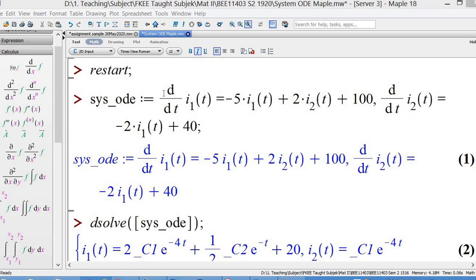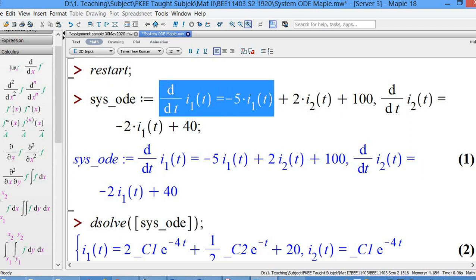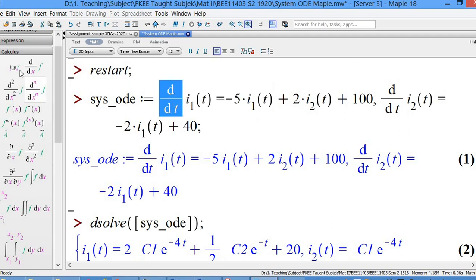We define the system of first order differential equation in the variable SYS underscore ODE. The command we start with is to clear the previous memory and assign the first order differential equation ddt. ddt is what you type using this button, where the x you change to t, f you change to I1t. How are you going to type the I underscore 1 in bracket t? For ODE in Maple you must put whether it's a function of t or x and so on. So how to type the I underscore 1?